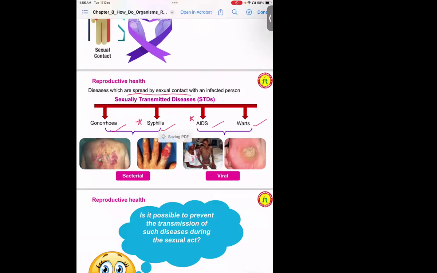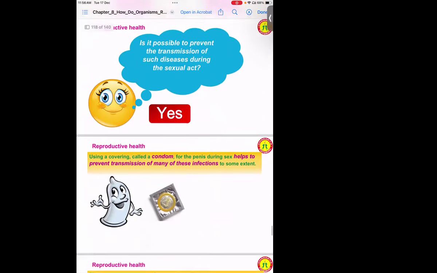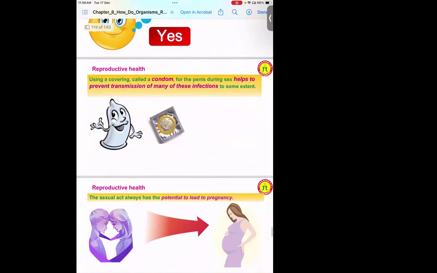Very, very important, children. They have asked this for almost 3 to 4 years continuously, and chances are they will ask for examples of bacterial and viral diseases this year also. But the question comes: how can we prevent the transmission of such diseases during the sexual act? Here the answer comes. By using barriers, so that the sperm is not allowed to pass into the female body, and the mucus from the female body is not passed into the male body. The first thing is condoms.